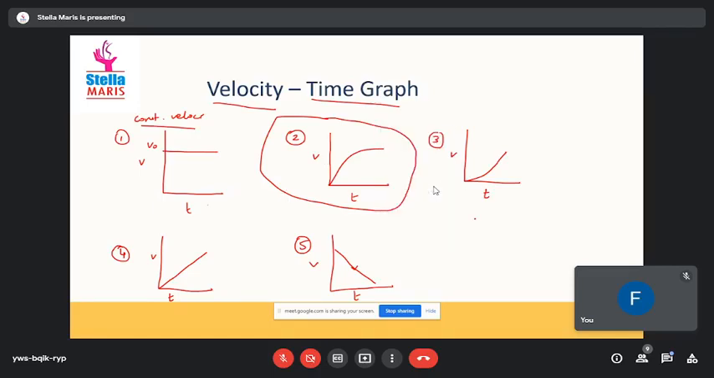Acceleration increases, sir. Very good. Slope is increasing with time.